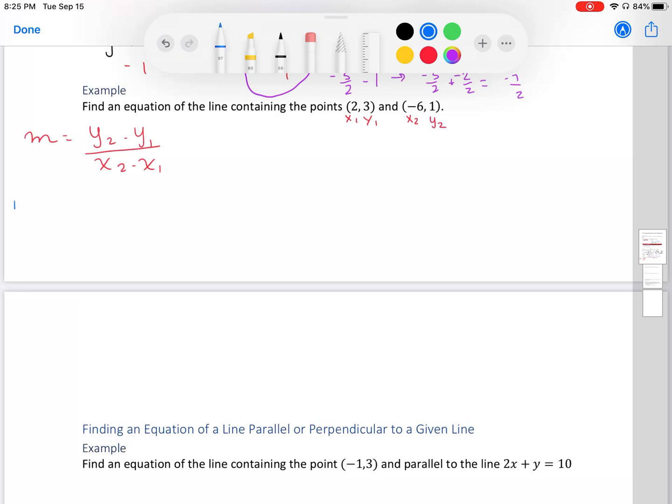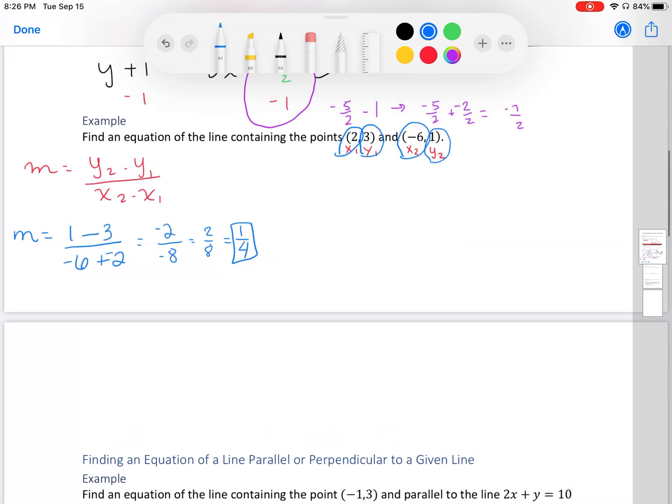All right, let's find our slope. My slope is y2, which is 1, minus y1, which is 3, divided by x2, negative 6, minus x1, which is 2. So we have negative 2 divided by negative 8, which gives us positive 2 over 8. And that can be simplified to 1/4. So my slope is 1/4.